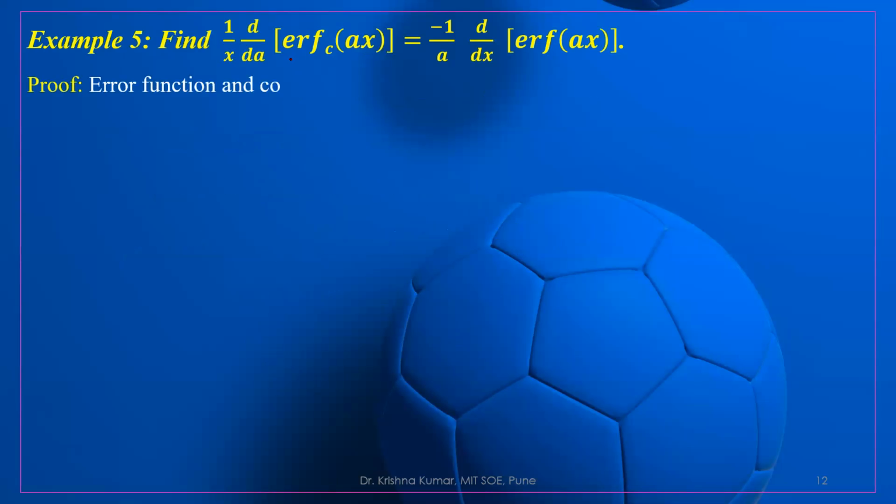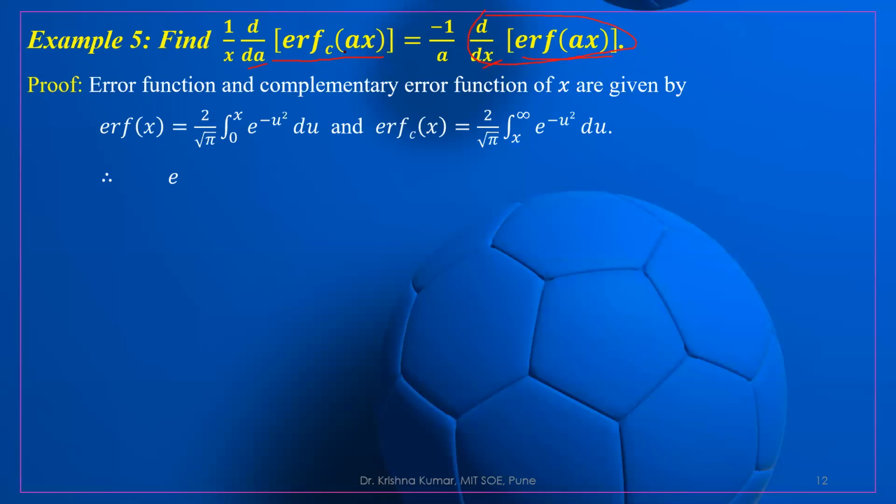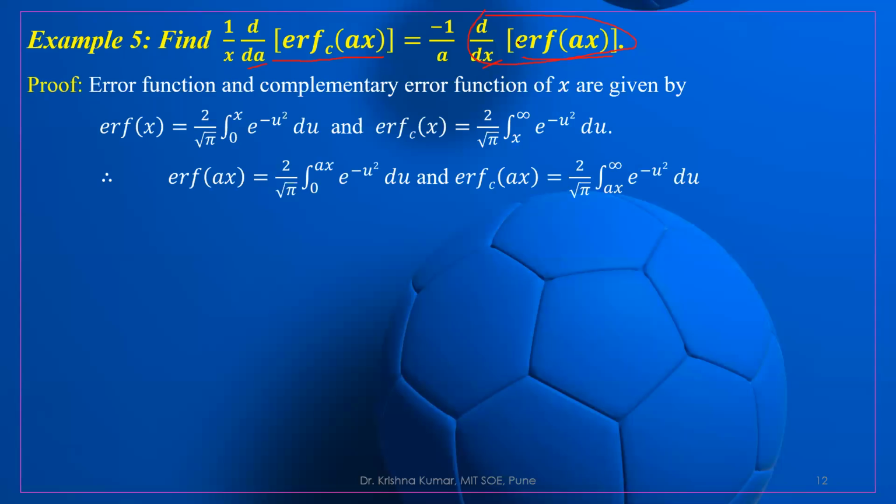Again, see another example. Now here we want to find out the derivative of error function with respect to a, and here we want to find the derivative of error function with respect to x. Okay, we have already calculated this value. We will try to calculate this value, and now we are using the complementary of error function. So just write down the definition. Then error function of ax and complementary of error function of ax. We have this.